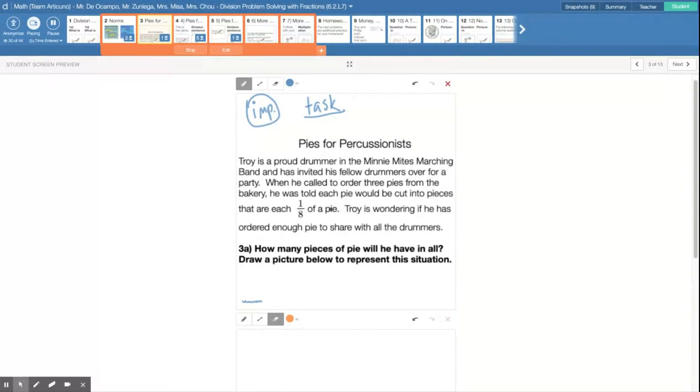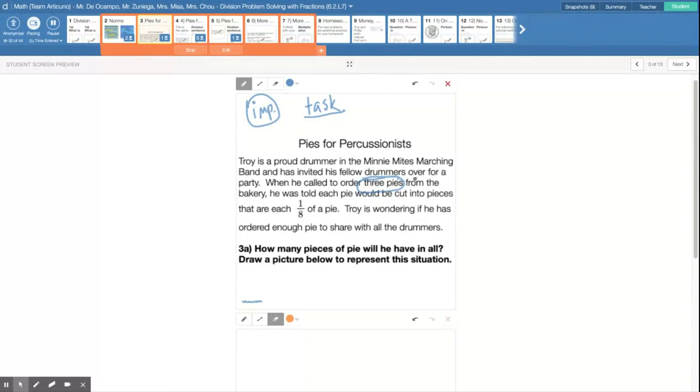Pies for percussionists. Troy is a proud drummer in the Mini Mites marching band and has invited his fellow drummers over for a party. When he called to order 3 pies from the bakery, I think that 3 pies is important, so I'm going to circle it. Please do that as well.